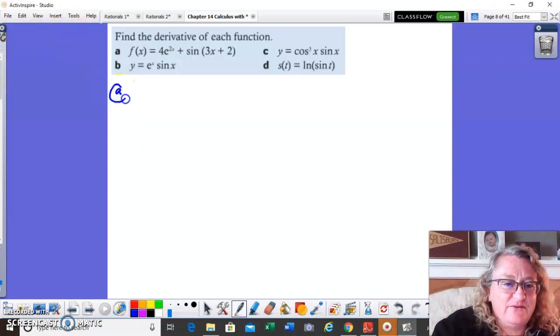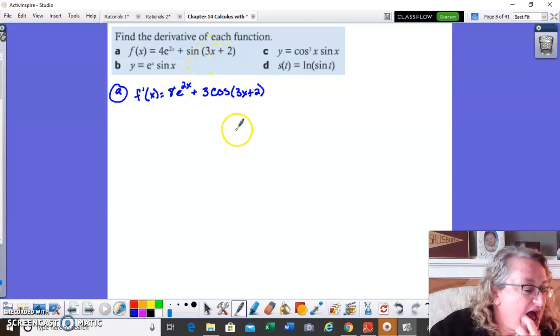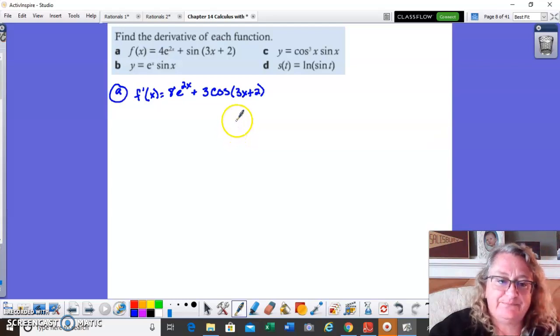Letter A. We want the derivative. So I'm going to do the derivative of the first term. With this e in there, all I really need to pay attention to is this coefficient. The 2 will come down, so the derivative will be 8 e to the 2x, okay? And then I need to apply the chain rule to this piece here. So I'm going to add the derivative of sine, which is cosine. And I'm taking 3x plus 2, and because it's the chain rule, I have to multiply by the derivative of the inside, which is 3. So letter A is done.